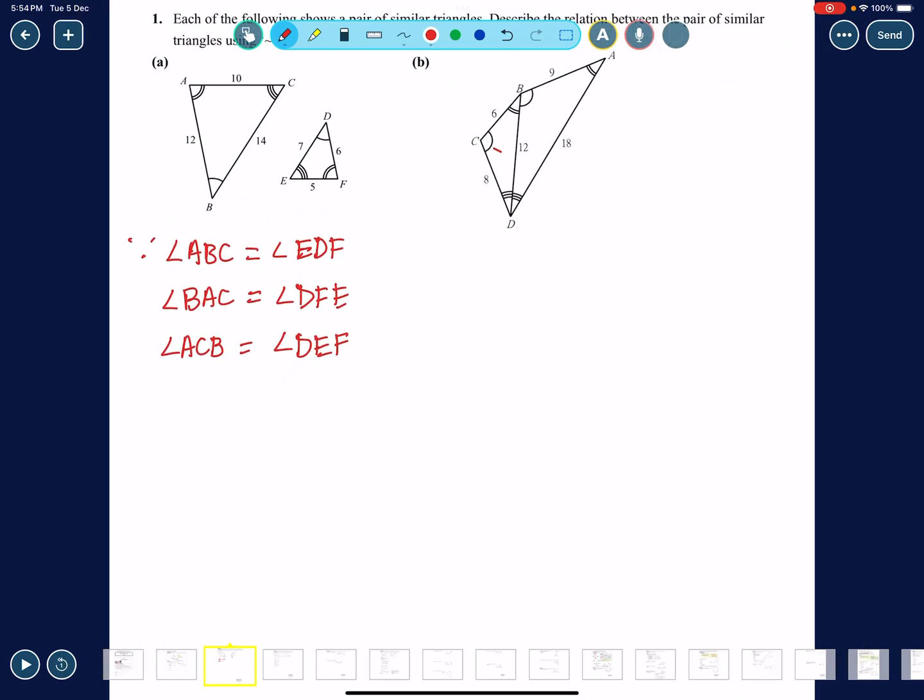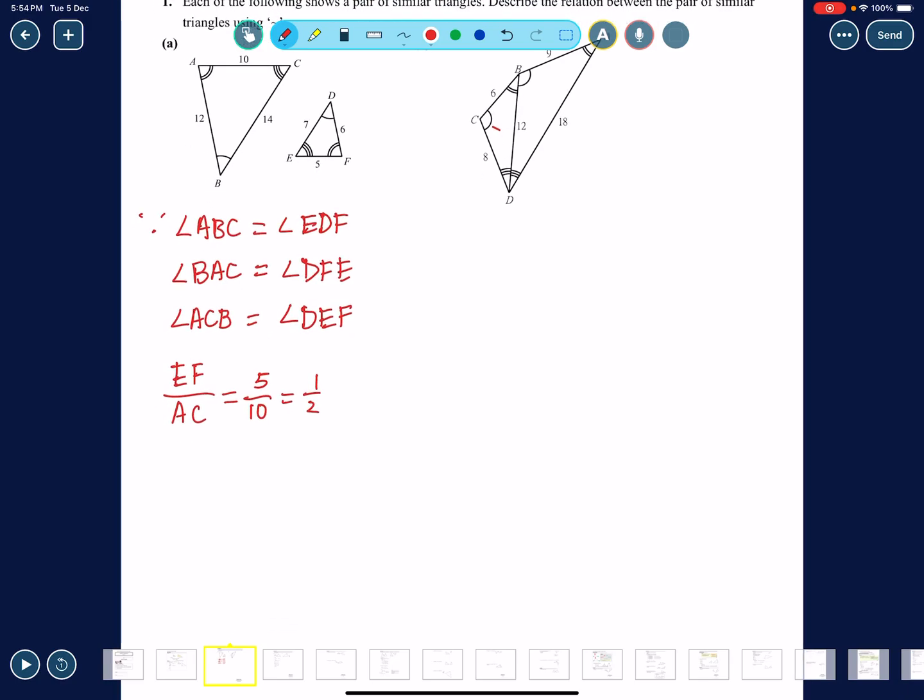Now the next part here is more difficult. So I'm gonna do smaller triangle divided by the bigger triangle. For example, let's handle the smallest length of the smallest triangle. 5 is the smallest number you see, right? So when you do EF over the smallest number of the bigger triangle, AC, 10, you get 5 over 10, which is 1 over 2.